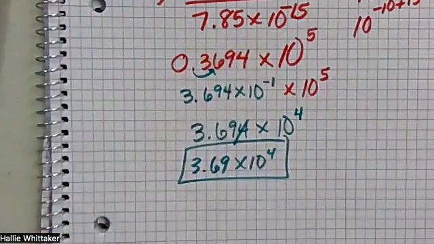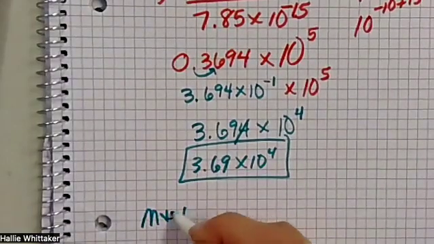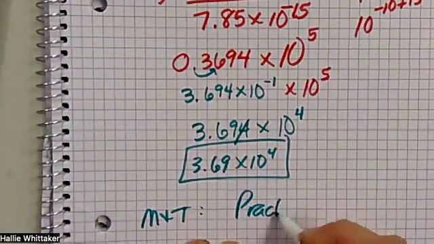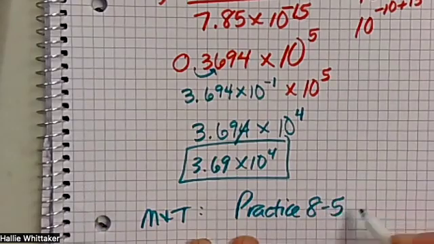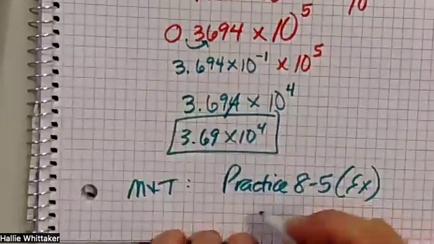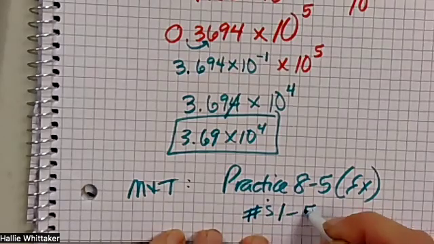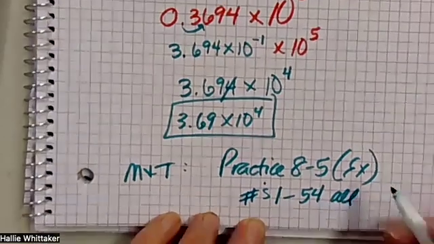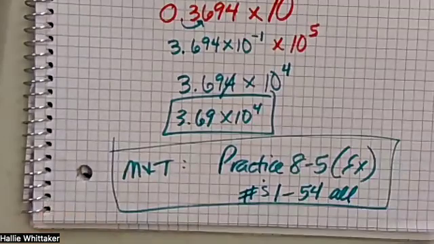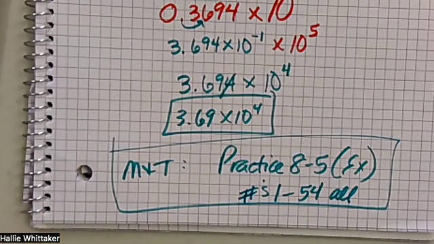Y'all, here's your homework for Monday and Tuesday. Just go ahead in your workbook, practice 8-5 example. Do numbers 1 through 54 all. Just do the whole page, go straight through. And I think I have gotten a little bit of everything to help you. So you can do it. Please don't put it off to the last minute. While it's fresh in your brain, do what you can.